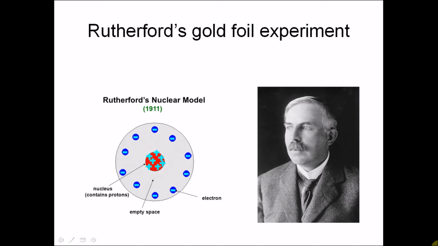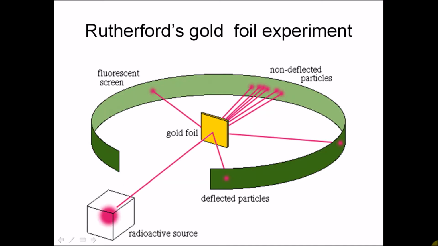So to start, let's talk about Ernest Rutherford's gold foil experiment. In 1911, Ernest Rutherford performed an experiment which showed that the positive charge in an atom was contained at its center in what became known as the nucleus. Rutherford bombarded a very thin piece of gold foil with alpha particles, which are actually the nuclei of helium atoms. The alpha particles produced small flashes of light wherever they hit the fluorescent screen.